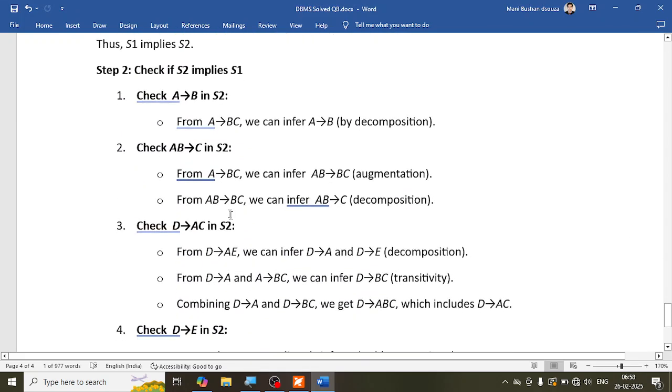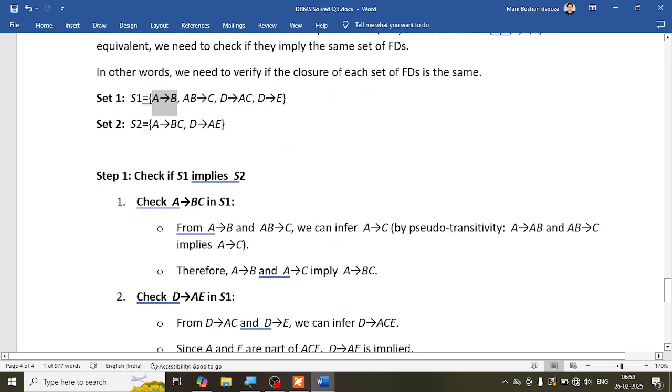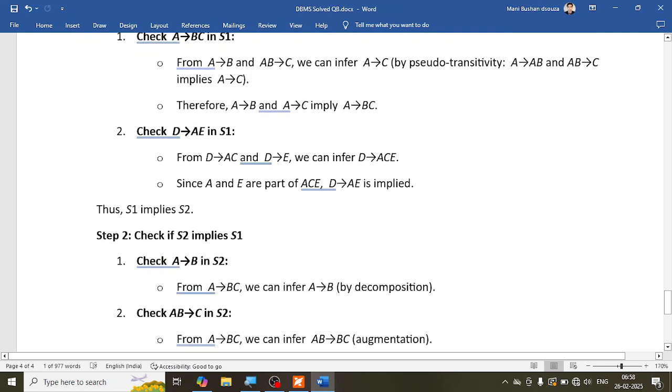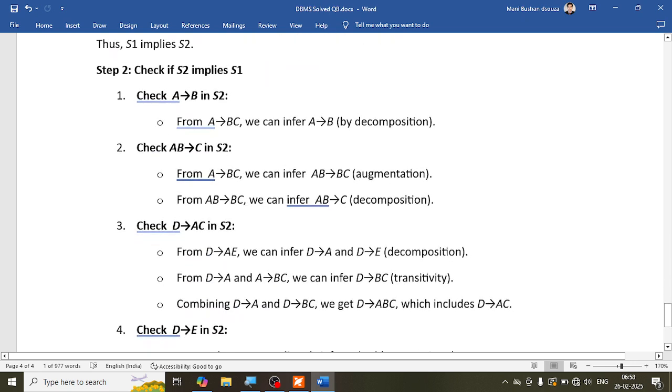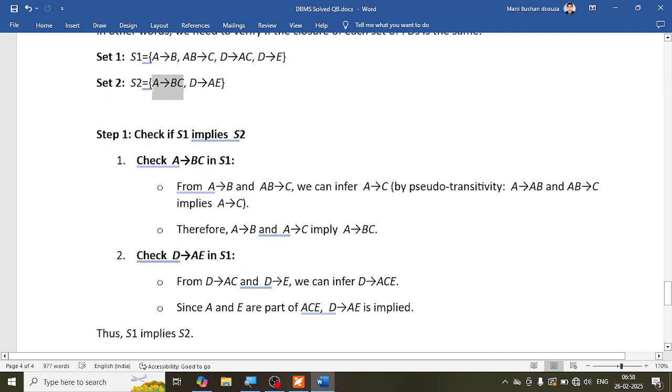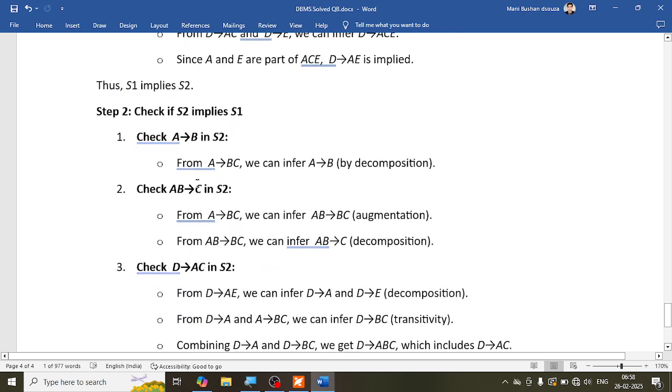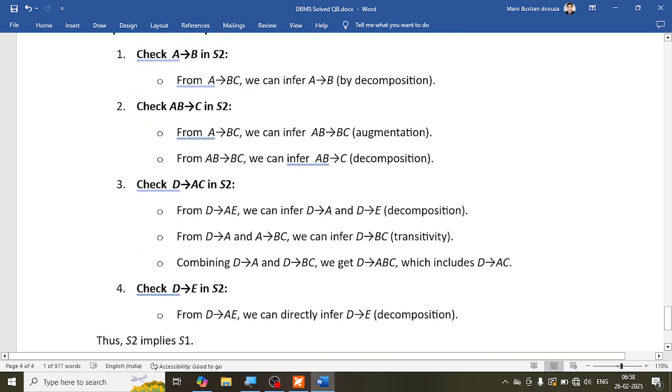So let's take the second one. AB can derive C. So this is the second one. Can we derive C using AB? So again, let's take the same story. A can derive BC. So same one. I have taken the first one here. A can derive BC, that is a set that is already given. So what is given over here is A can derive BC. This is given in the second set.